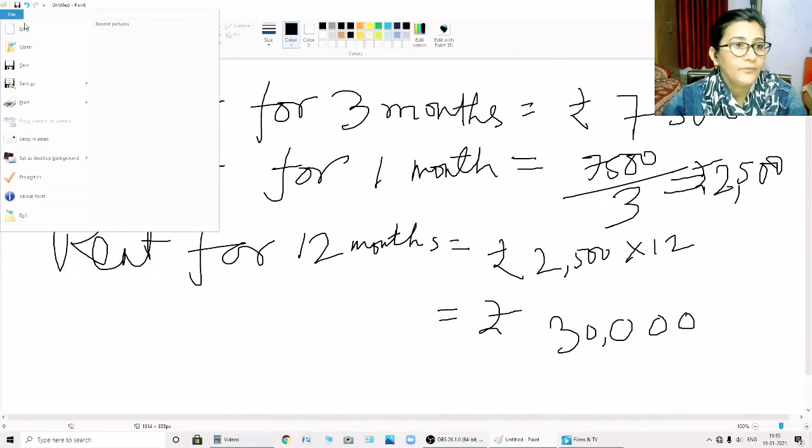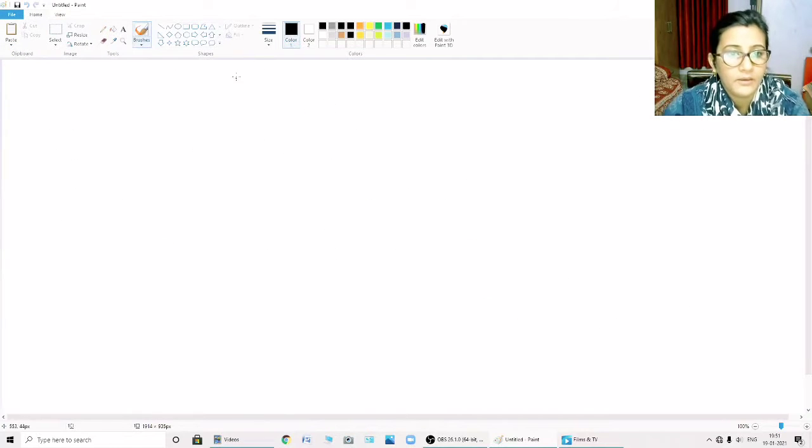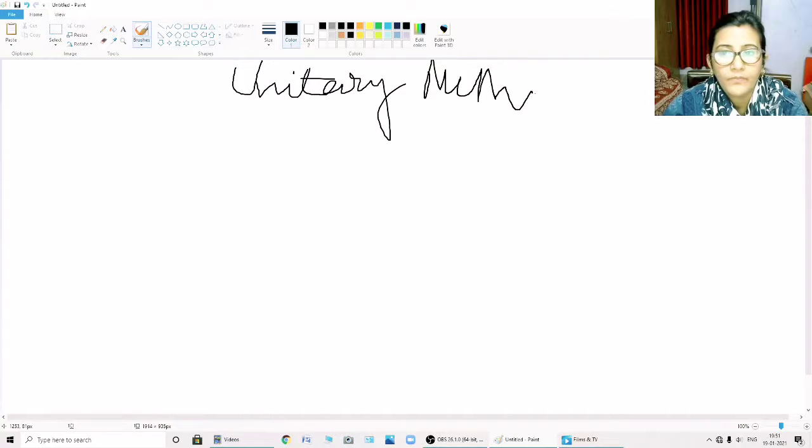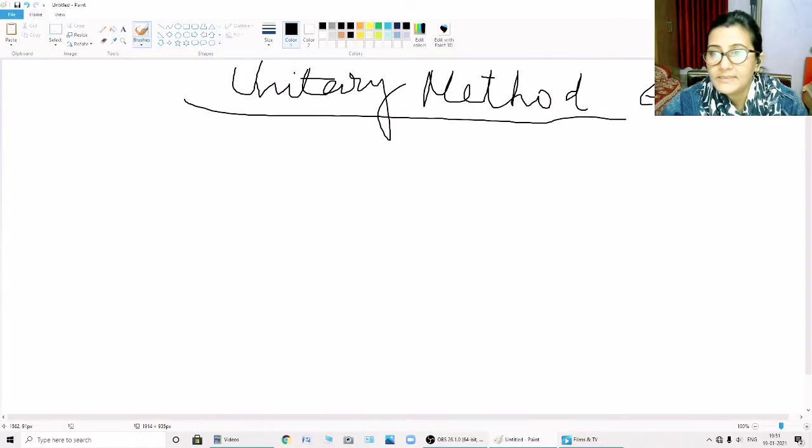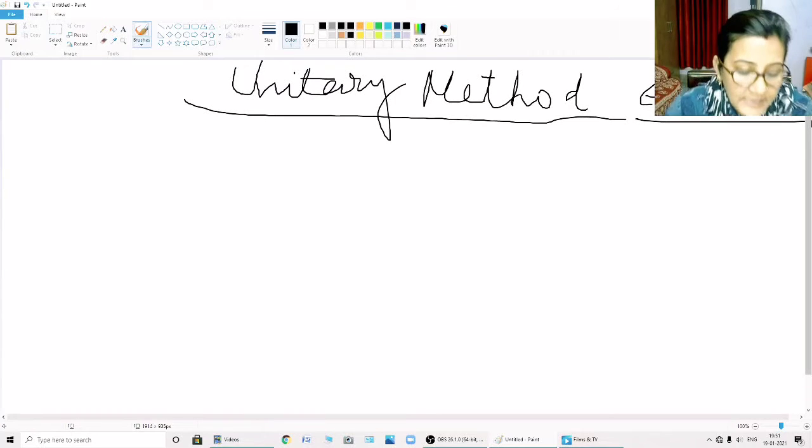Now let's see. First of all, we'll do the unitary method from exercise 12.3. So the first question is: if the cost of 7 meter of cloth is rupees 294, find the cost of 5 meter of cloth.